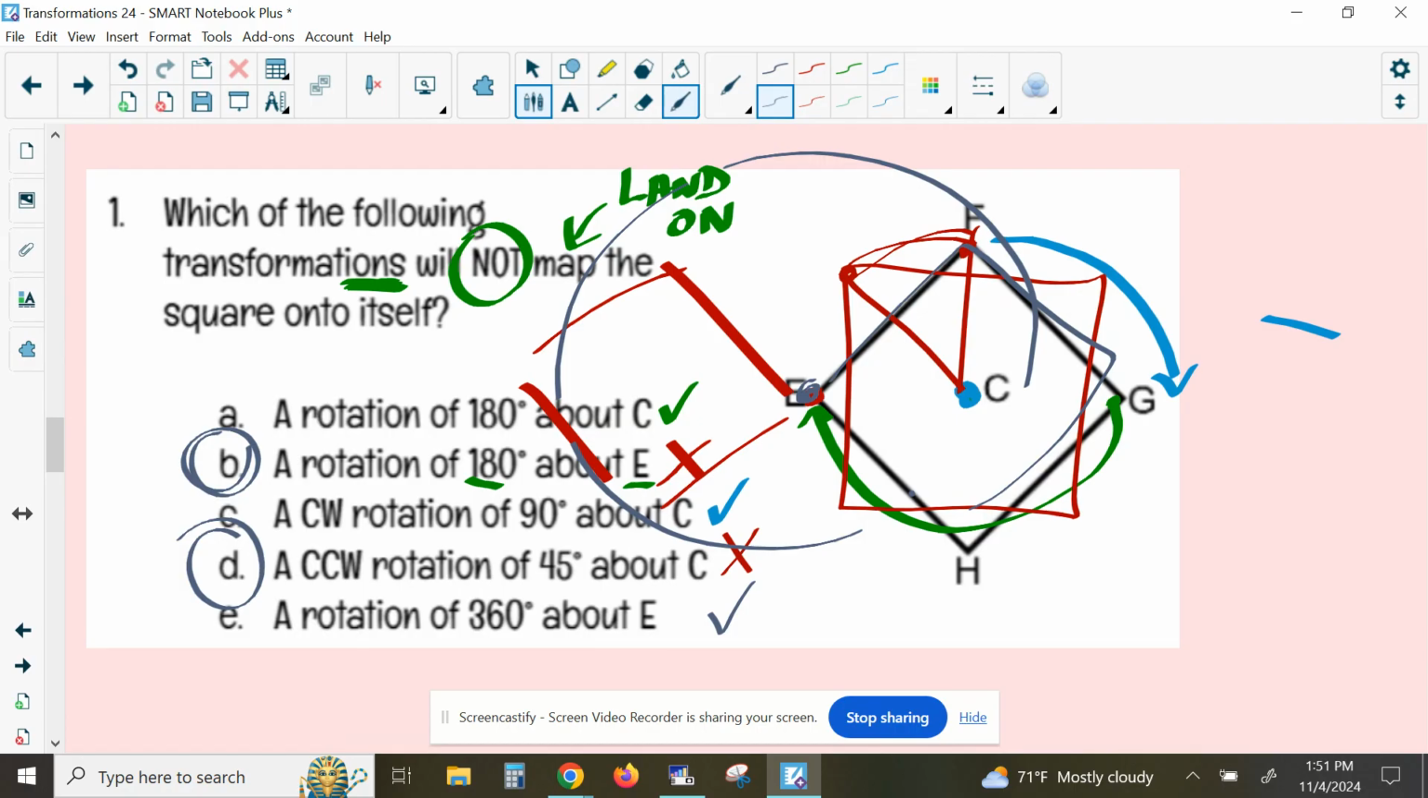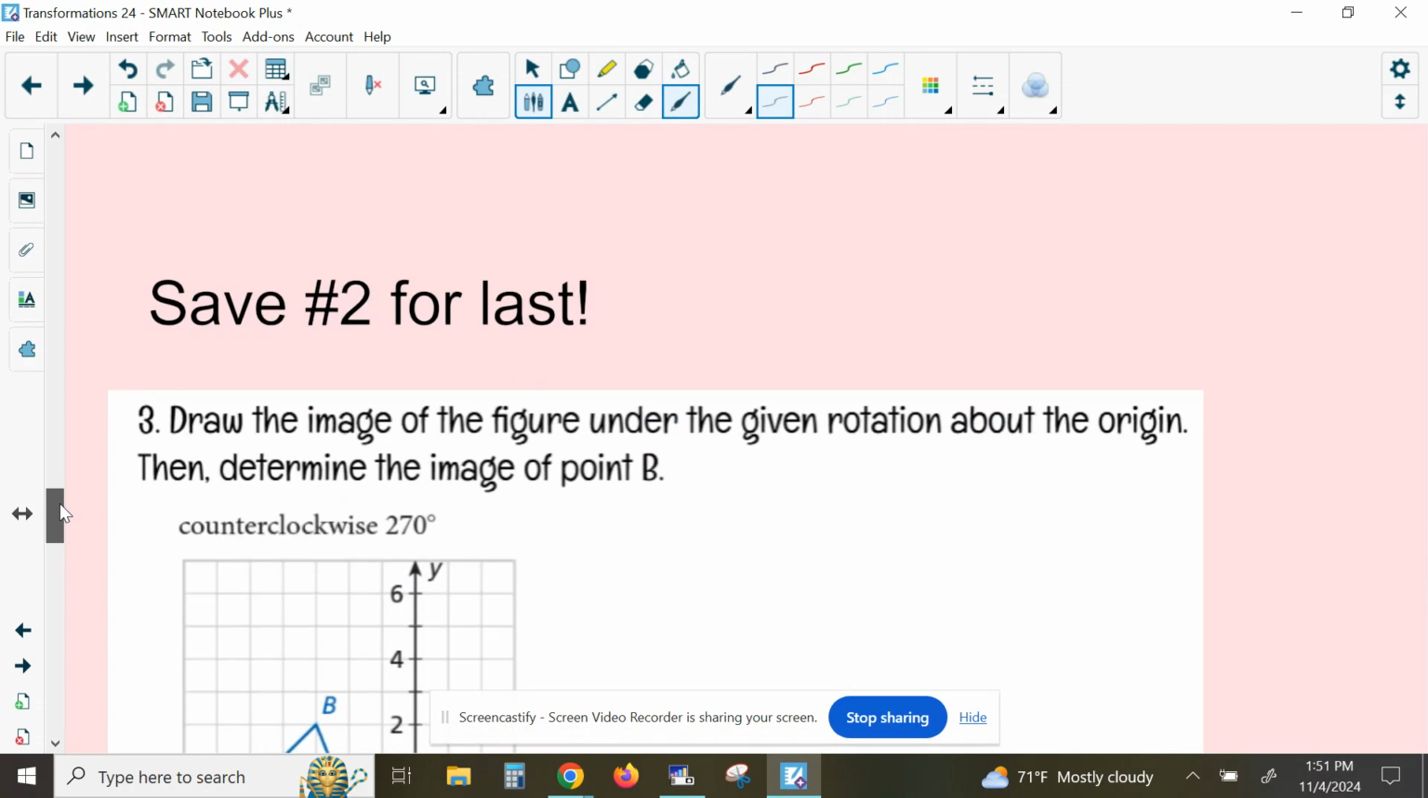Okay, if you're falling asleep, stand up, jump around, and then sit back down. Okay, we're saving number 2 for last. Stand up. Go back there. Look out the window. Hurry up.